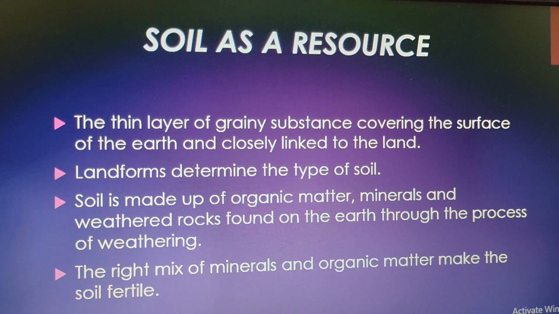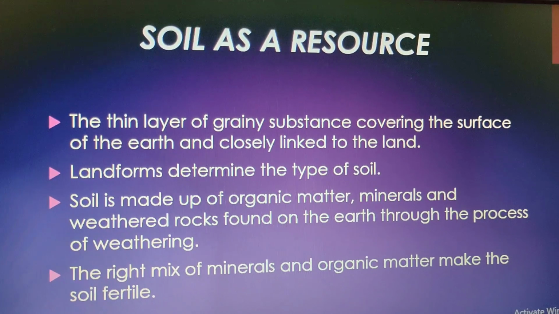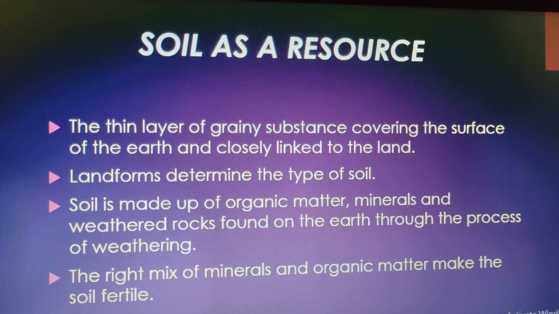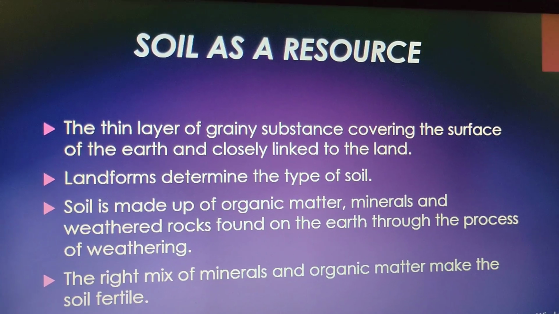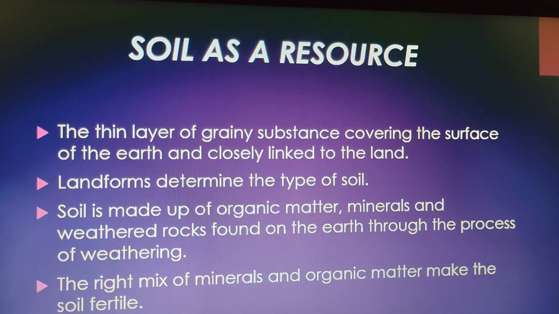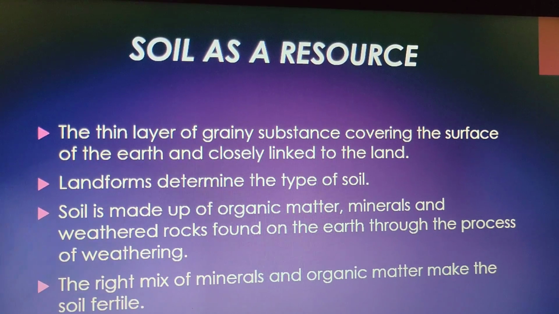in that particular area. Soil is made up of organic matter, the dead remains of plants and animals, minerals and weathered rocks found on the earth through the process of weathering. The right mix of minerals and organic matter makes the soil fertile.